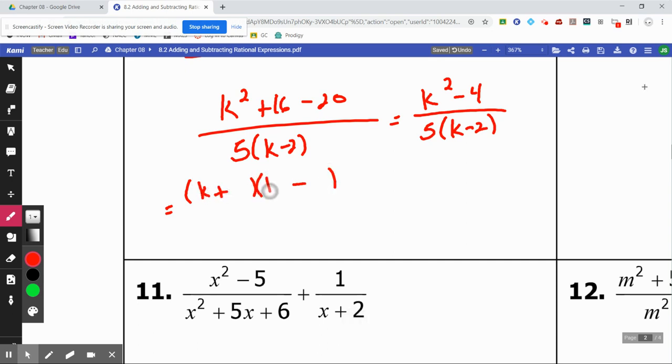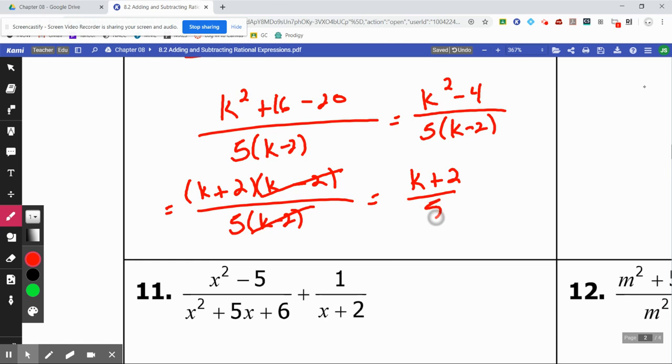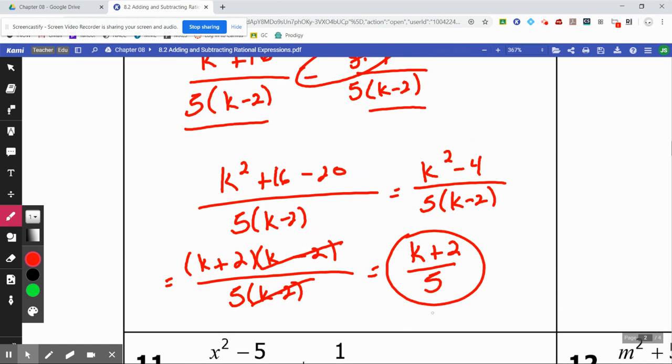You have a k times itself gives you k squared. 2 times itself gives you the 4. On bottom again, you have the 5 and the k minus 2. So now we have a binomial here that cancels with a binomial. Final answer is going to be k plus 2 over 5.